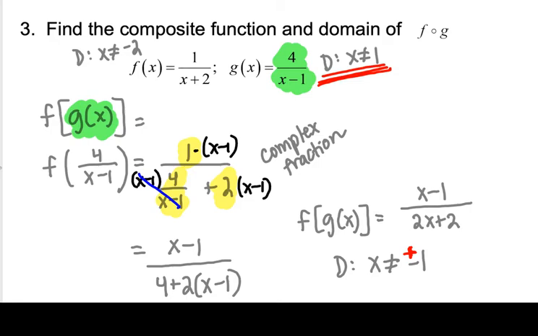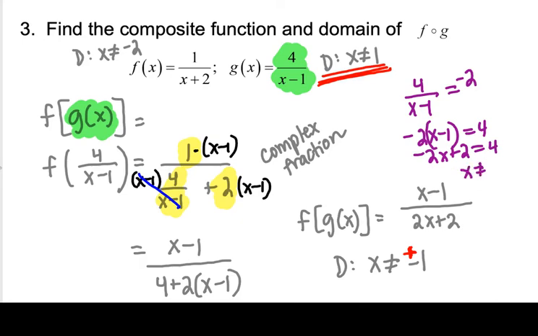Now, what cannot go into the f of x function? Well, what can't go into the f of x function is -2. So what do I put in 4 over x minus 1 for it to result in a -2? Well, let's solve this and find out. I'm going to cross multiply. -2 times x minus 1 is equal to 4. -2x plus 2 is equal to 4.